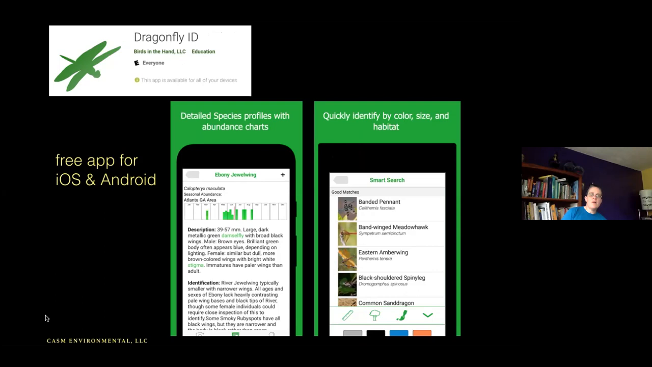So you can also find hotspots and what's been reported in your county or at that site, you know, for different months. So very useful. And a lot of people immediately want to reach for their phone. They want that app for identification. Check out Dragonfly ID.